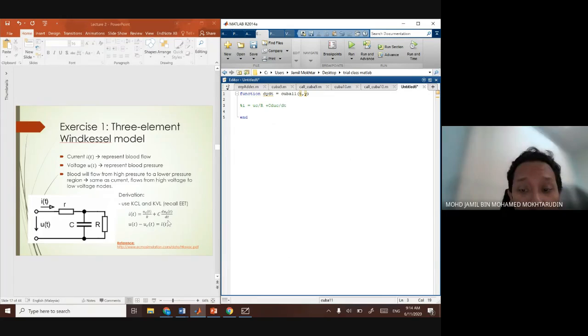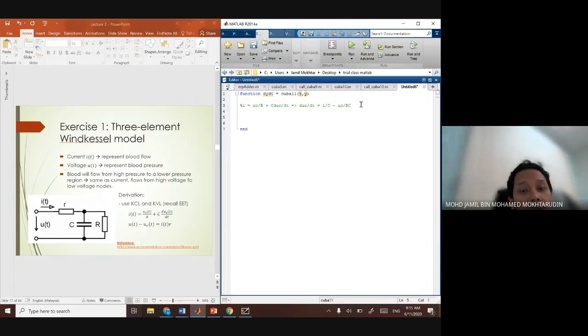So you need to rearrange your equation. dUC dt equals I minus UC over R. Here there is a C, so we need to divide by C, okay? So I divided by C, UC divided by RC, okay?